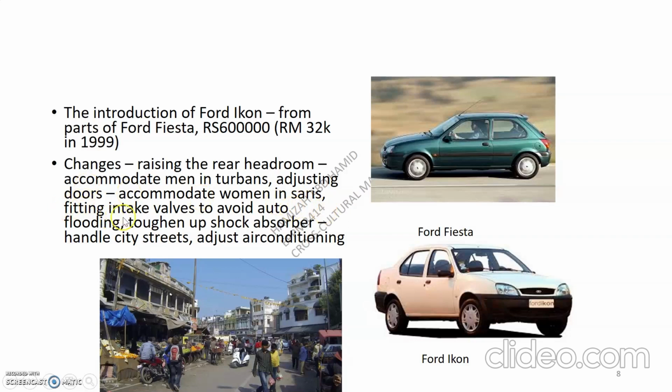Also, they fitted intake valves to avoid engine flooding. Some parts of India are prone to floods. It was also important for them to toughen up the shock absorbers. Why? So that they can handle city streets. Around that time, streets in India may still have had several potholes. Also, they adjusted the air conditioning based on the weather in India. So this entails a lot of operational decision making.